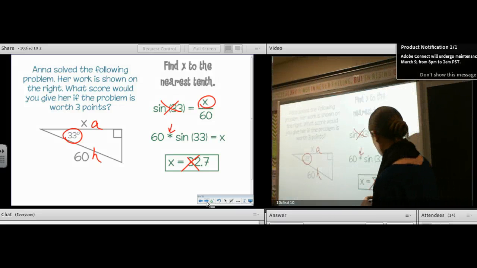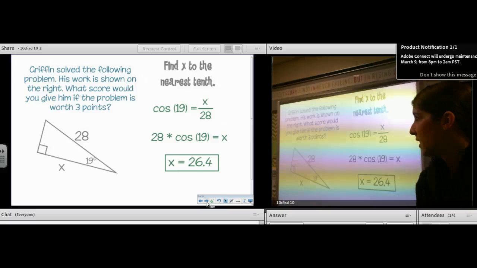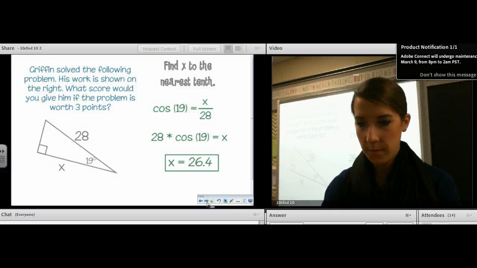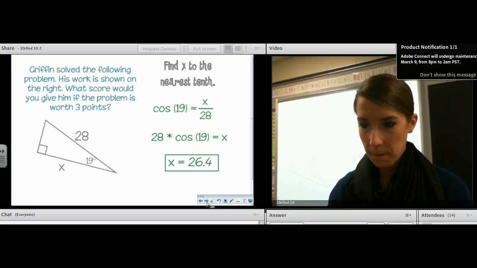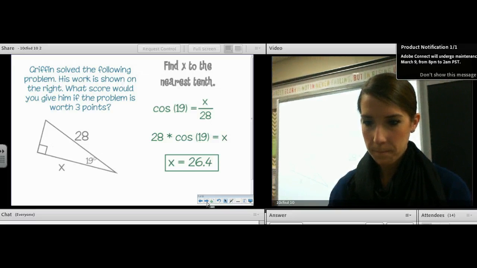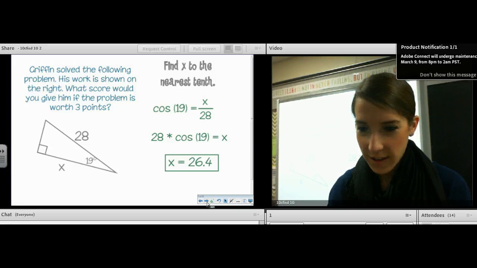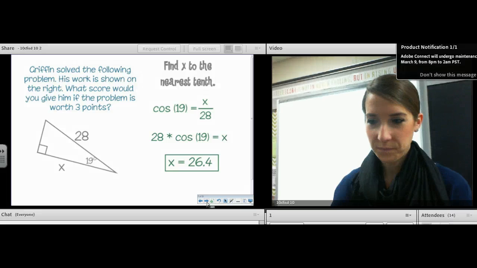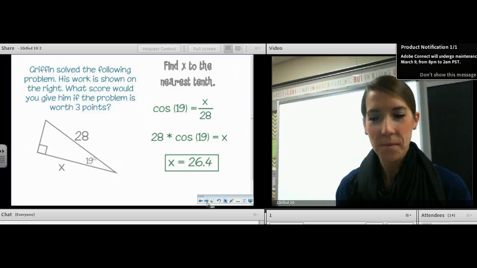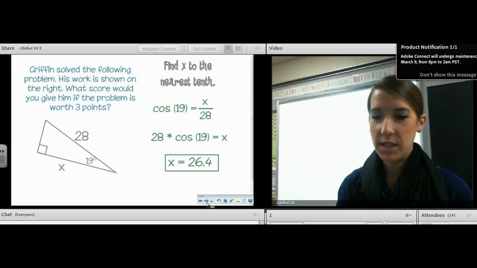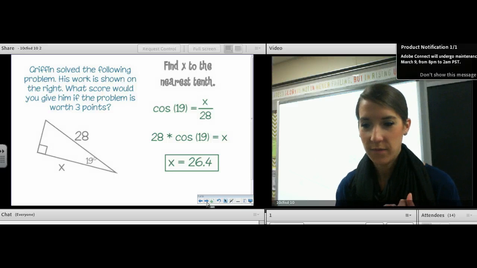Okay, next problem. Griffin, his work is shown. What score would you give him? I'm going to start the poll again. Here we go, sorry. Someone typed the answer in the question, but that's fine. Austin doesn't have a heart. You typed 3. Okay, no more silly answers. 0 through 3. This is a learning exercise.